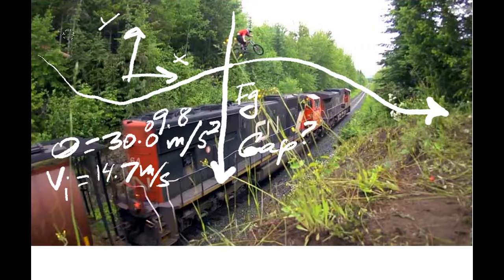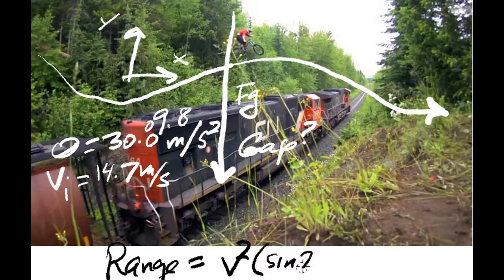So the problem we're solving here is a range problem, so it looks like this. Range is calculated by taking the square of the velocity and multiplying it by sine of 2 theta over gravity. So if you would, find out how big this gap is that our mountain biker has to clear to get up and over this train.